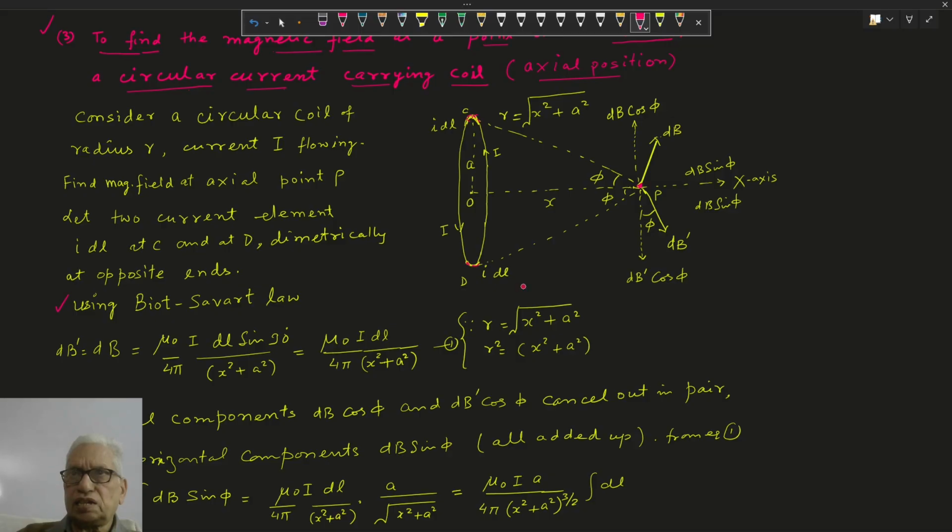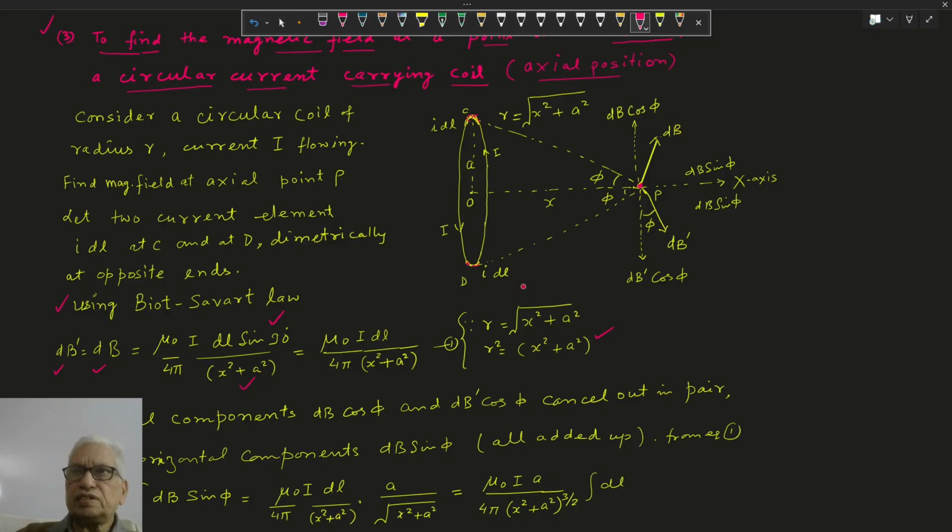ना कोई change angle में है, ना distance में. So dB and dB dash numerically are the same, but in different directions. The magnitude is given by the Biot-Savart law: mu naught upon 4 pi, I dl sin 90 upon r square, distance का स्क्वायर. The theta angle between this current element and r is 90. फिगर में नहीं दिख रहा because the figure is 2 dimensional. The actual situation here is 3 dimensional. So this angle is 90, sin 90 is 1.